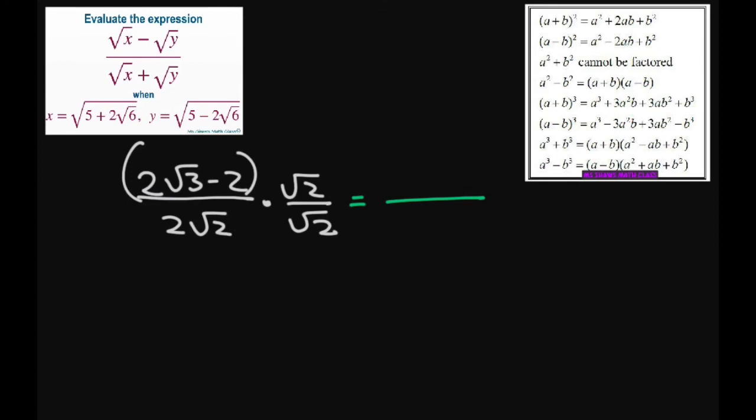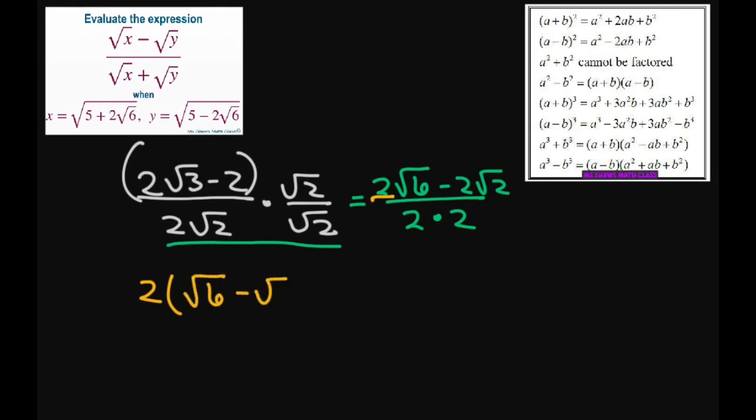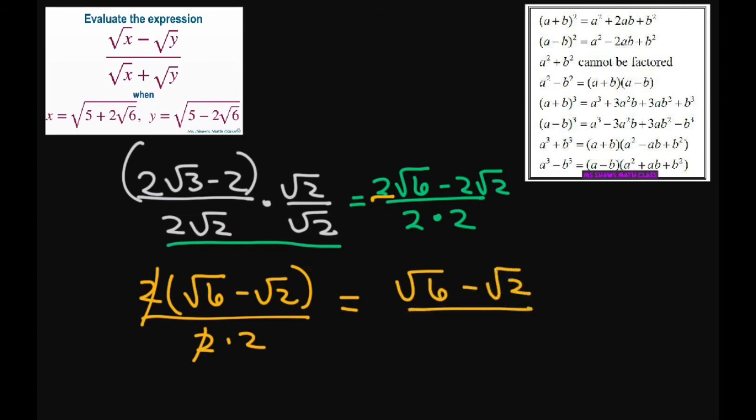Let's do the numerator first. This is going to give you 2 times square root of 6 minus 2 square root of 2. And then for this, you're going to get 2 times 2, which is 4. But what I can do is factor out this 2. We get square root of 6 minus square root of 2. And then denominator we have 2 times 2, so these 2's will cancel. So your final answer is going to be square root of 6 minus square root of 2, all divided by 2.